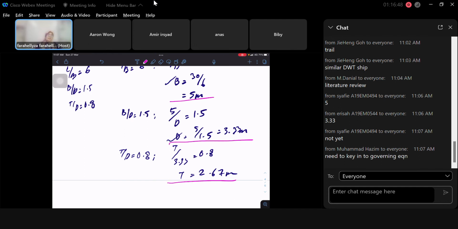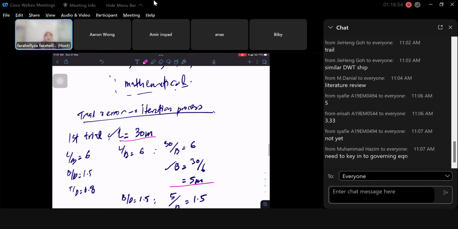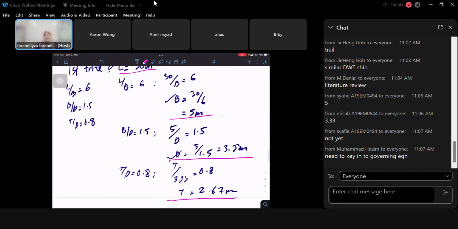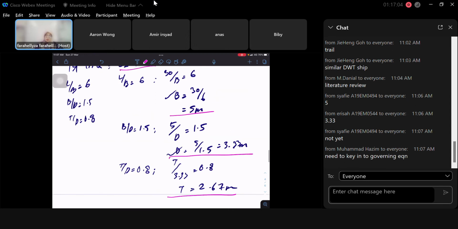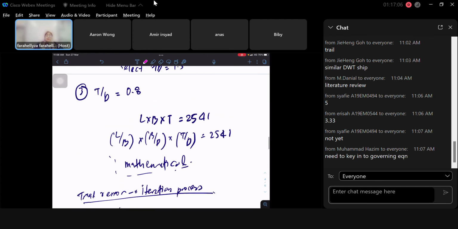correct? I wouldn't say correct. Is this the appropriate size to carry that 2344 iron ore? Right? So you need to check. Yeah, so you need to check again. Key back into this governing equation just now. So you key back into these governing equations.